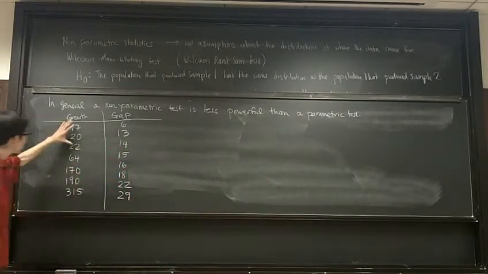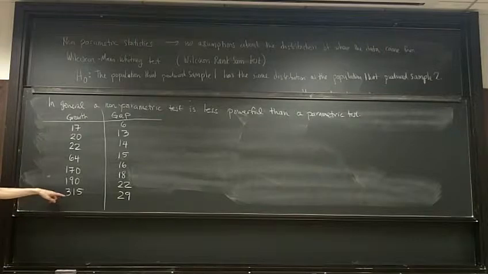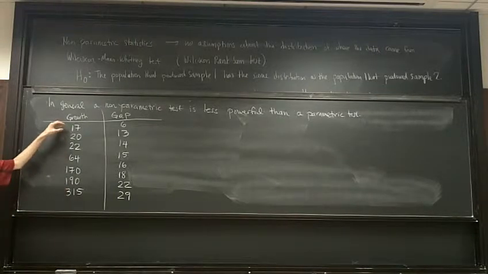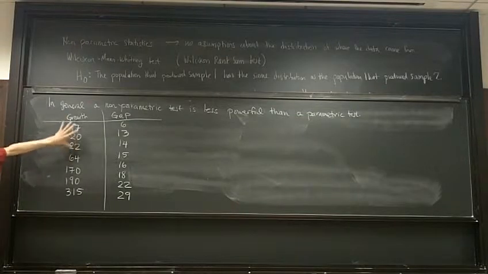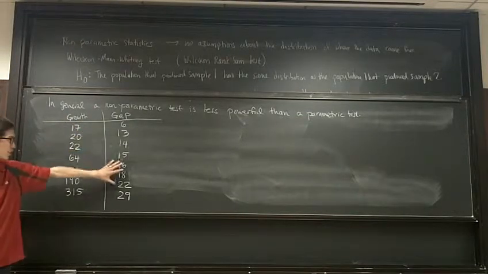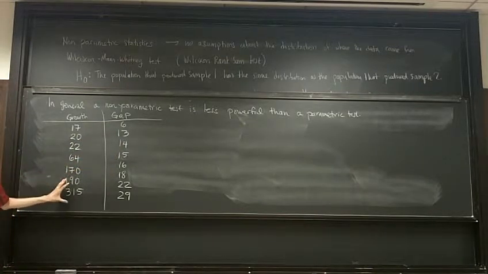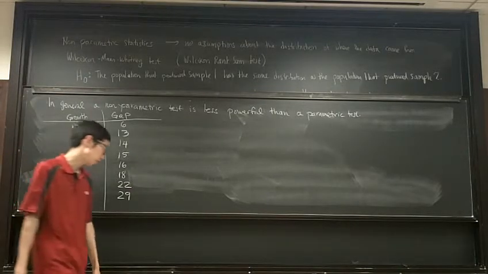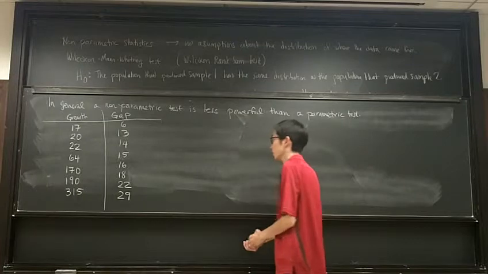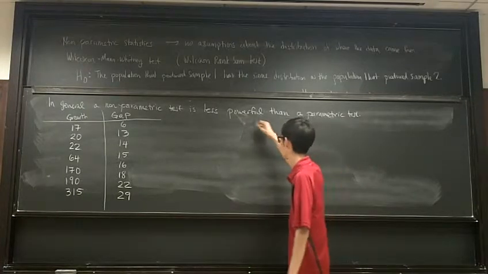But over here, we've got numbers like 315, 190, 170, and also numbers like 70, 20, 22, 64. So it seems like we've got some numbers in the same region as we have over here, and then we've got some very extreme data points. So it seems like we've got some very large outliers in the growth data.